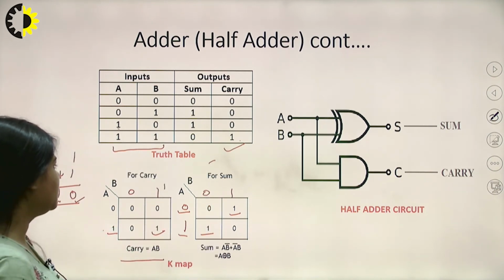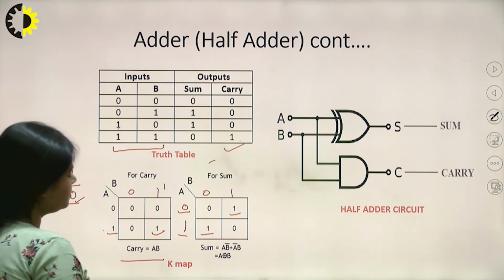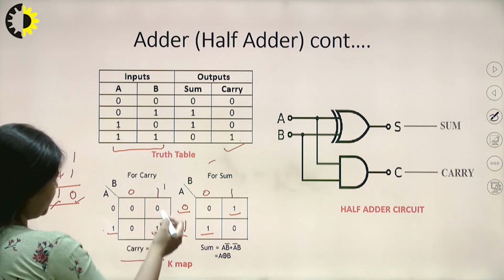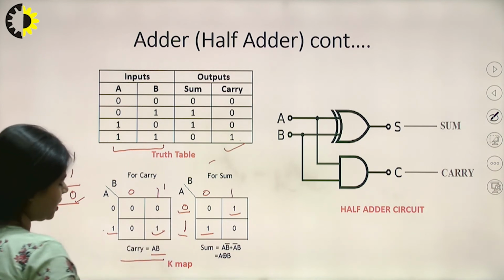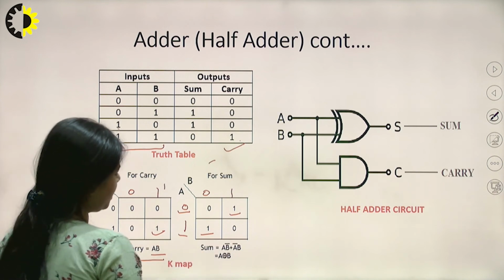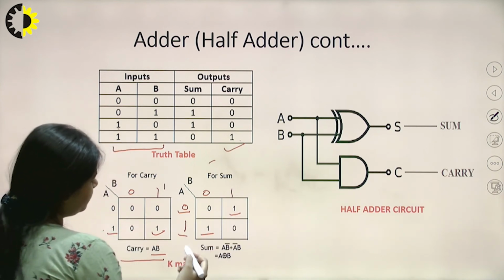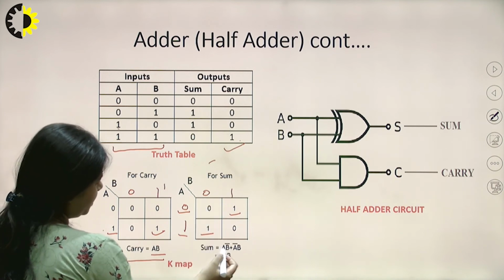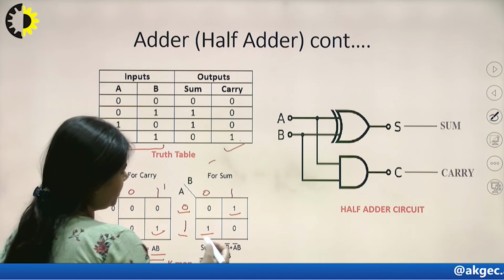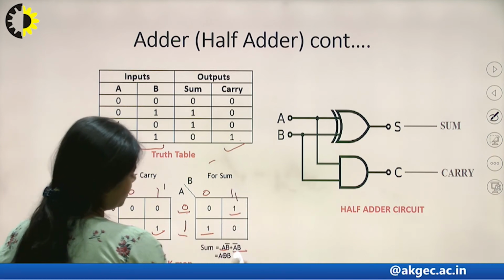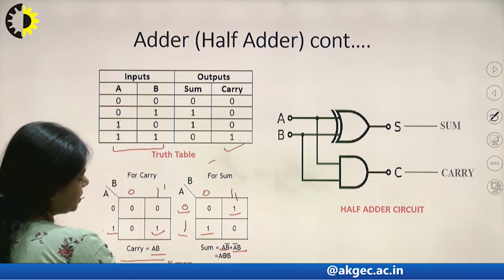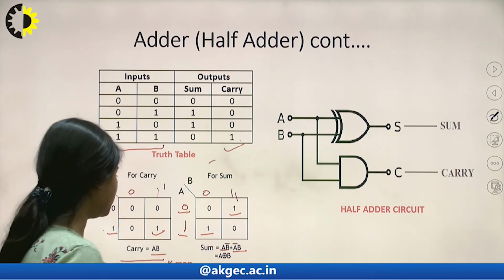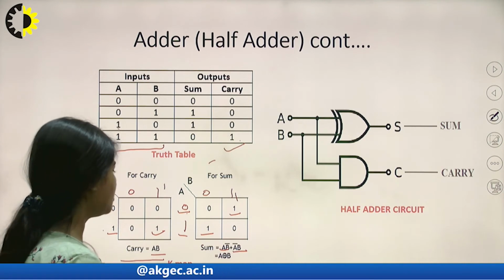So we will find the equations for carry and sum. For carry, we have only one 1, where A is 1 and B is 1, hence we have AB. For sum, we have two 1s, so for one of them we have A B bar, and for the other we have A bar B. So A B bar plus A bar B is nothing but A XOR B. So we can create our circuit with these equations of carry and sum.